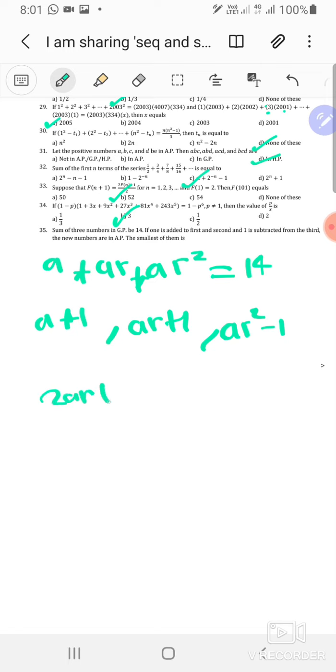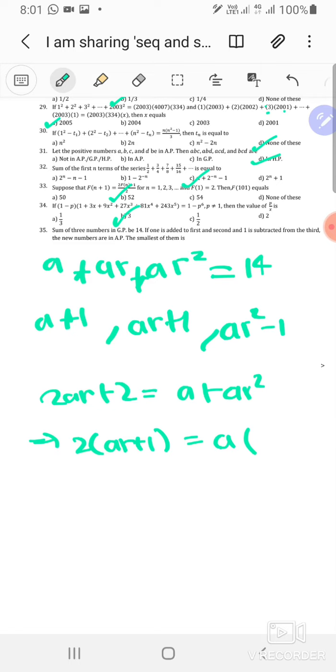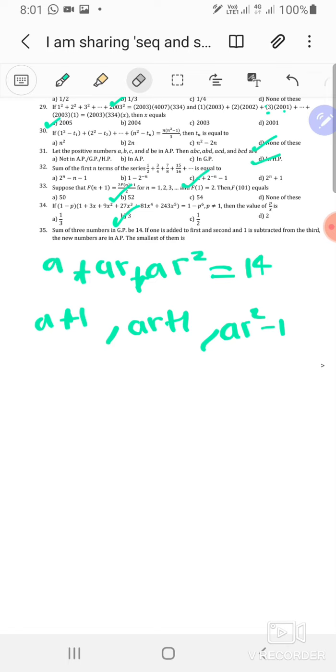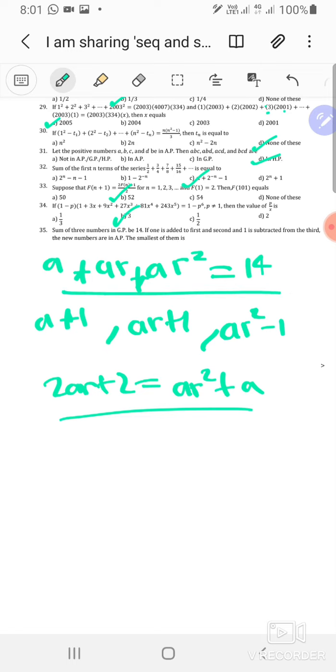So 2(ar plus 1) is equal to the sum of the other two, which is (a plus 1) plus (ar squared minus 1). Wait, that doesn't work. Fine, so these are in fact in the AP, so 2ar plus 2 equals, why did I erase that? Okay, whatever, ar squared plus a. Fine. Now what? So now you have this equation and that equation. What we want to find is the smallest of these numbers.